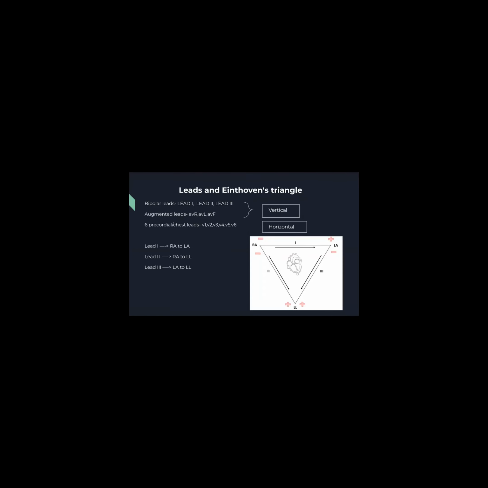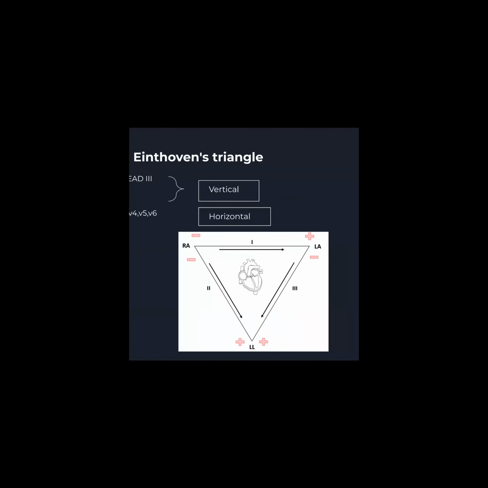Next, there are 3 bipolar leads, 3 unipolar leads, and 6 precordial leads. Now, coming to Einthoven's triangle, lead 1 will record the voltage from right arm to left arm. Lead 2 will record the potential difference from right arm to left leg, and lead 3 will record the potential difference from left arm to left leg.